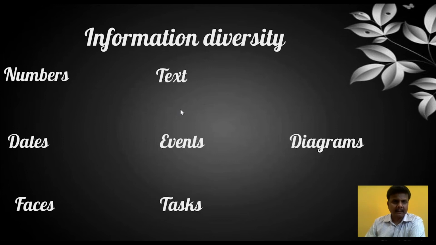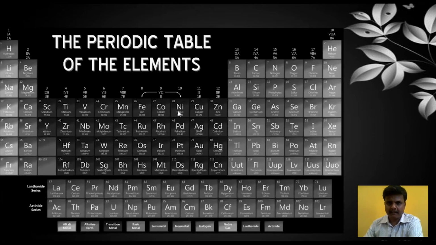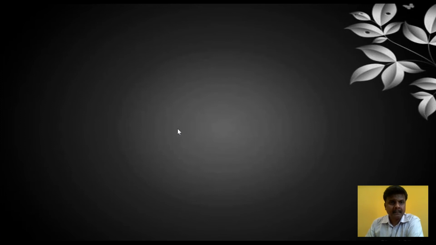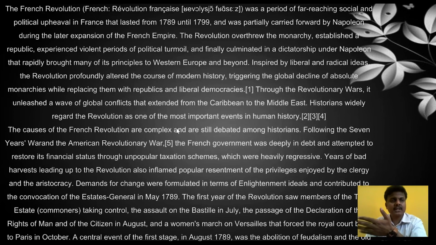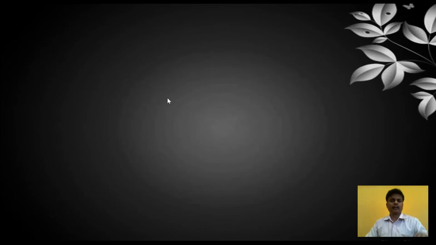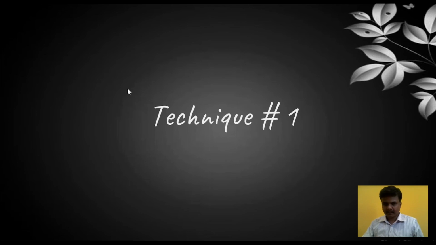Now, you might be asked to remember information like this: the periodic table, which is in a tabular form. Or you might be asked to remember information in a completely textual form. Or you might be asked to remember information like numbers. So there are different ways in which you are expected to remember information. Okay, cool. Now let's move on to the first technique.